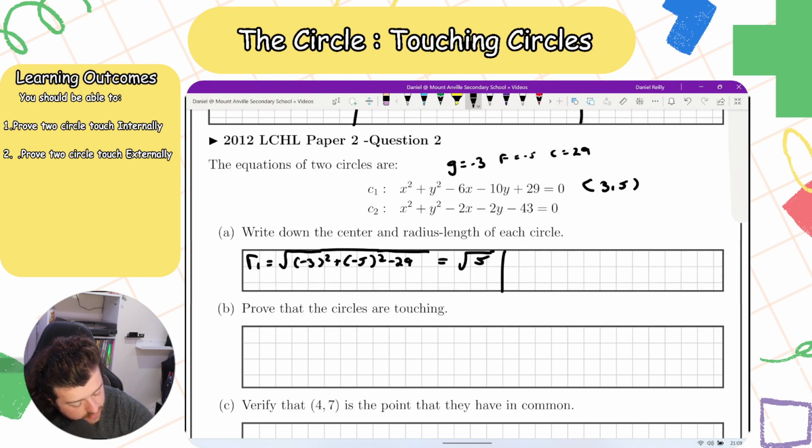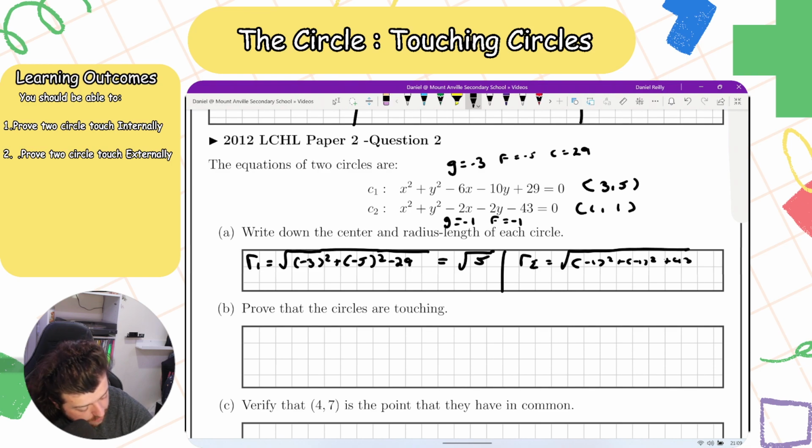Then the second one here, g is equal to minus 1, f is equal to minus 1. So my center point is (1, 1). Then my radius is equal to the square root of minus 1 squared plus minus 1 squared minus minus 43. So it becomes a plus 43, which is equal to root 45, which is 3 root 5.